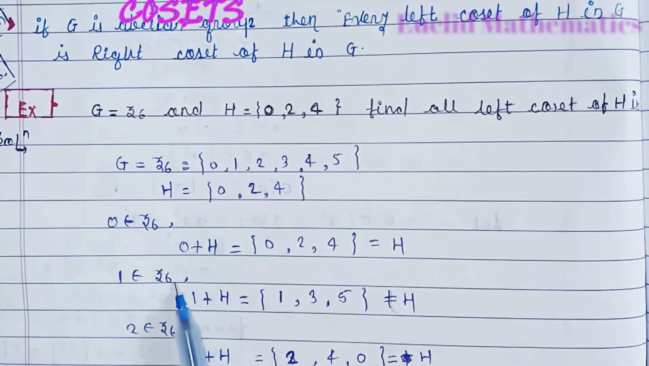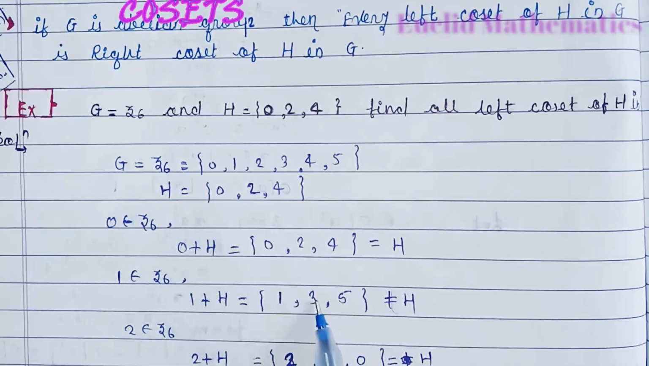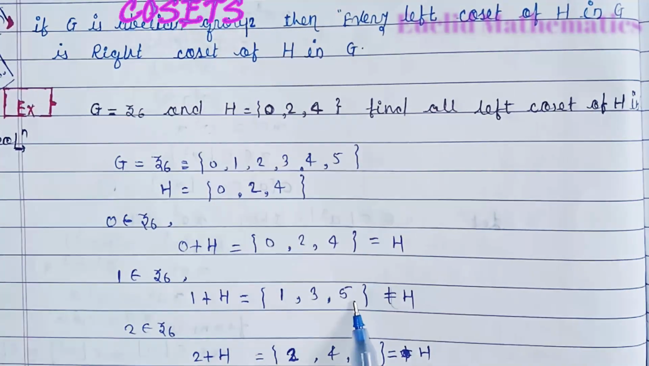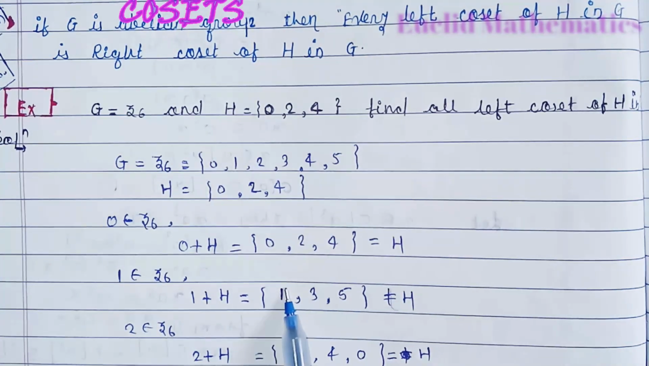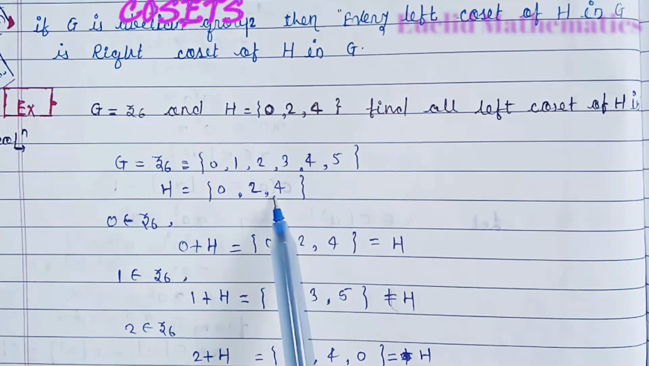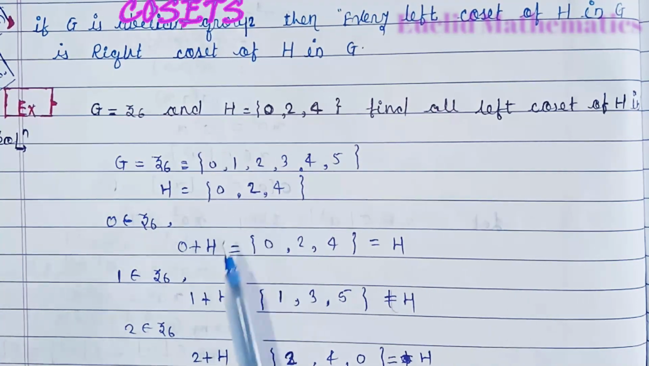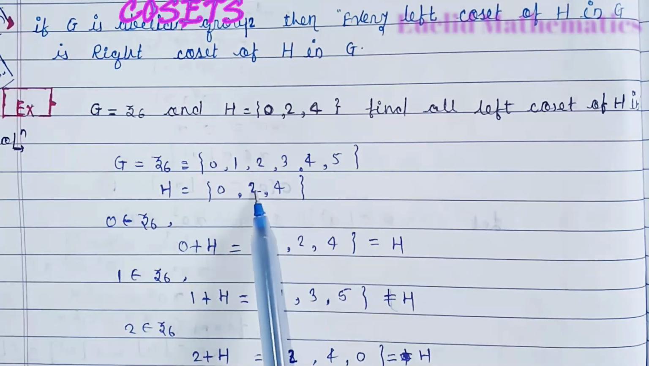So 1 belongs to Z6 and we add it to H. 1 plus 0 is 1, 1 plus 2 is 3, and 1 plus 4 is 5. So this is the second coset. But as we can see here, that coset is not equal to the subgroup. We want the subgroup as a coset, but here we have 1 plus H, which is not equal to H.